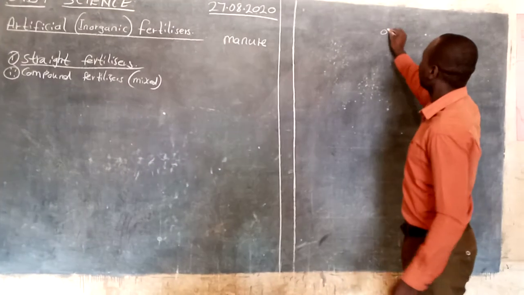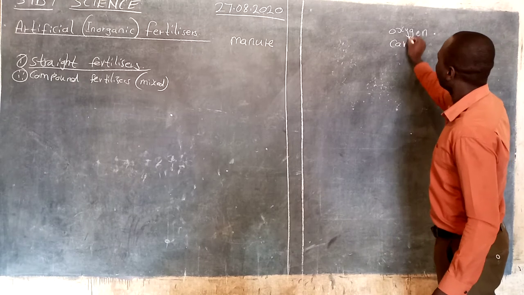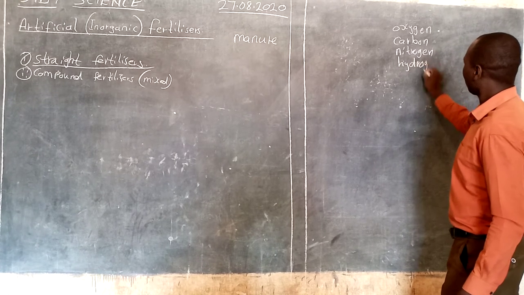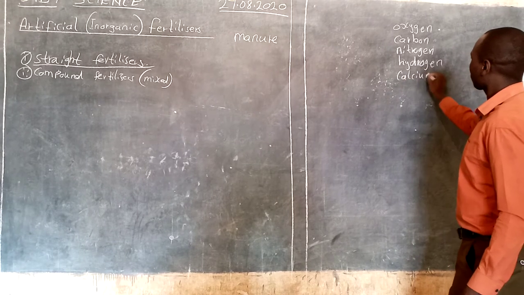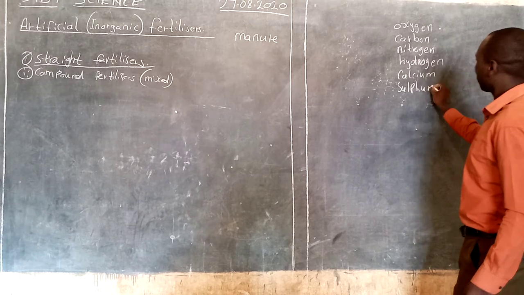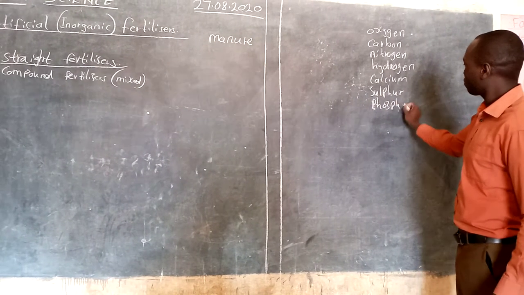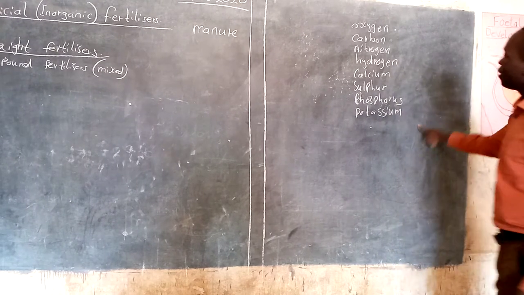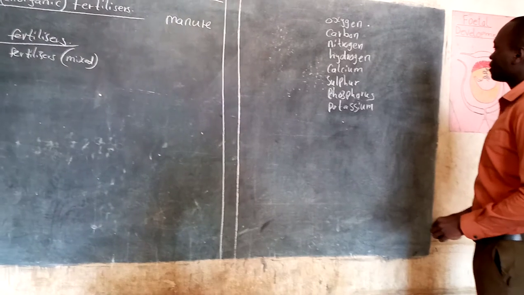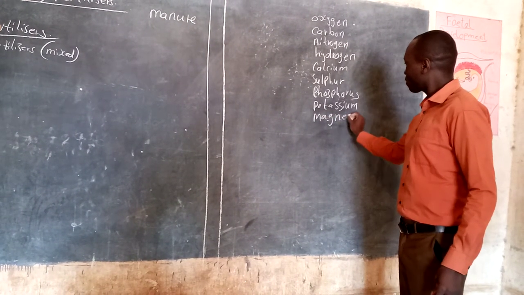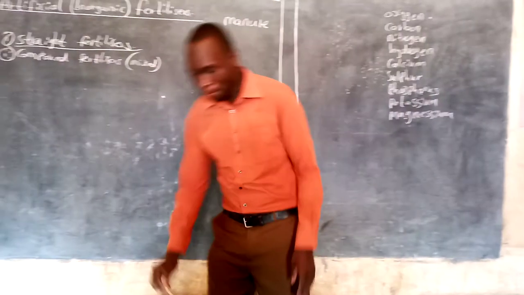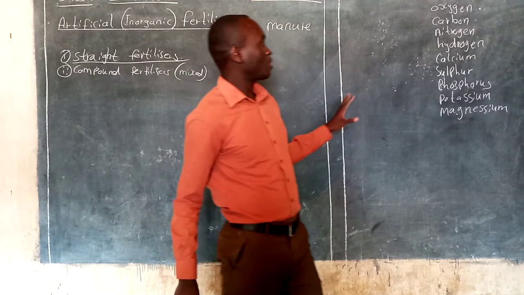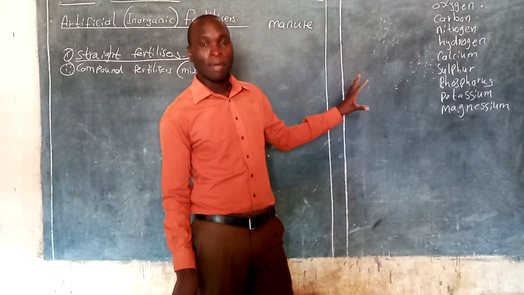We talked of oxygen, carbon, nitrogen, hydrogen, calcium, sulfur, phosphorus, potassium, and then magnesium. When you talk of the macronutrients, this is what we have: oxygen, carbon, nitrogen, hydrogen, calcium, sulfur, phosphorus, potassium, and magnesium. And these ones are required by plants in large amounts.